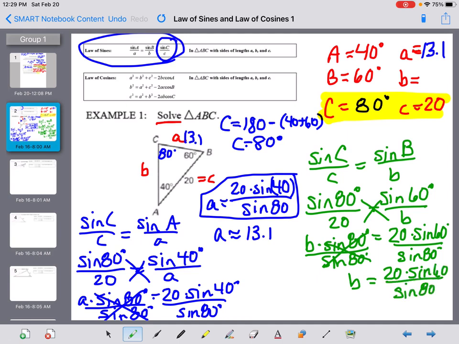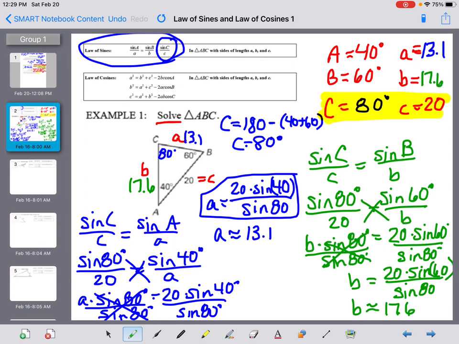Make sure when you type that in your calculator, you close the parenthesis after the sine of 60. So 20 times the sine of 60, close that parenthesis, divided by the sine of 80. And I get about 17.6 maybe when I round that. All right, so I get 17.6 for B.